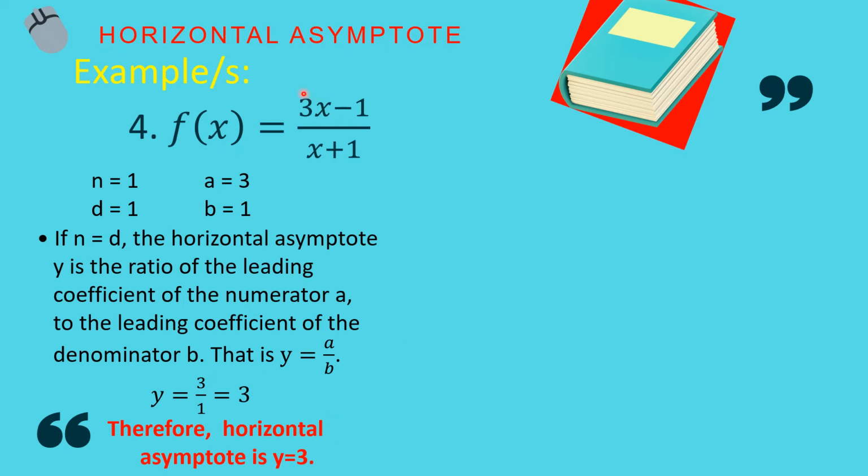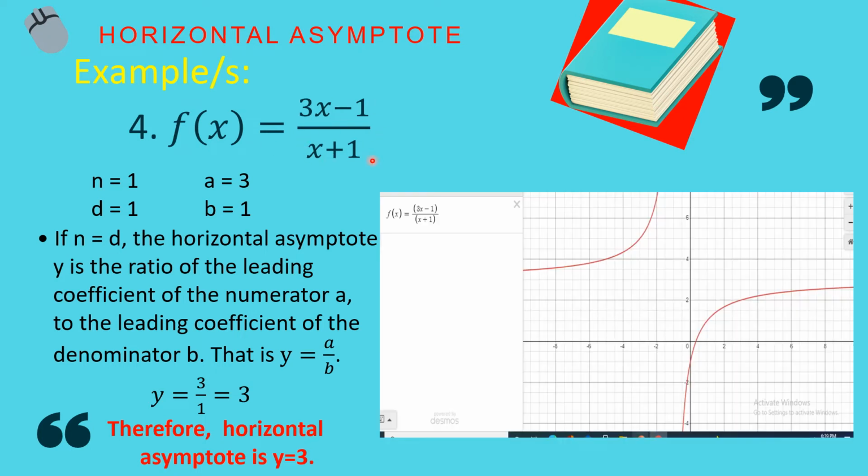Igagraph natin itong f of x is equal to 3x minus 1 all over x plus 3. Ito po yung graph niya. So, ito yung dalawang yan. If you can see, this graph is approaching this line, etong line na to. This is 0, 1. This is 0. This is 1. This is 2. This is 3.